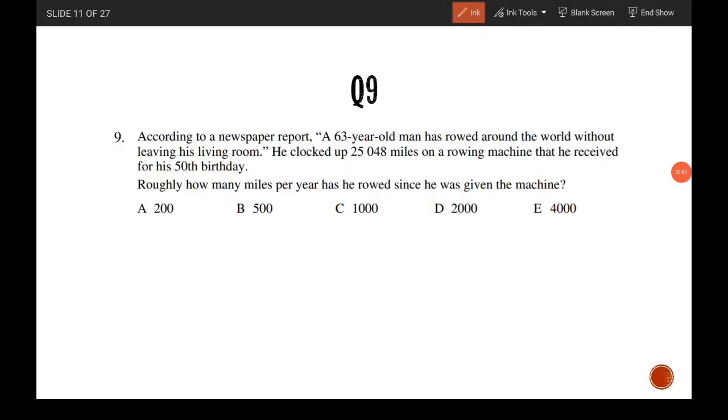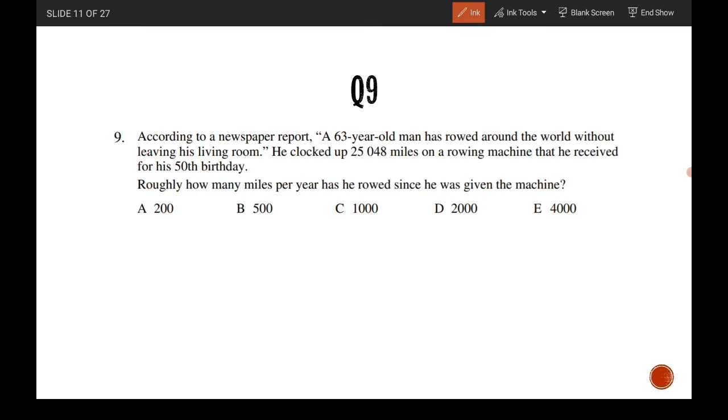So this is JMC. Question number 9. JMC 2015. According to a newspaper report, a 63-year-old man has rowed around the world without leaving his living room. He clocked up 25,048 miles on a rowing machine that he received for his 50th birthday. Roughly how many miles per year has he rowed since he was given the machine?